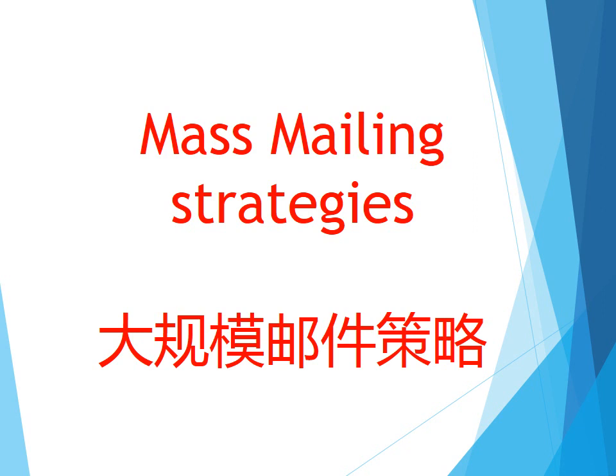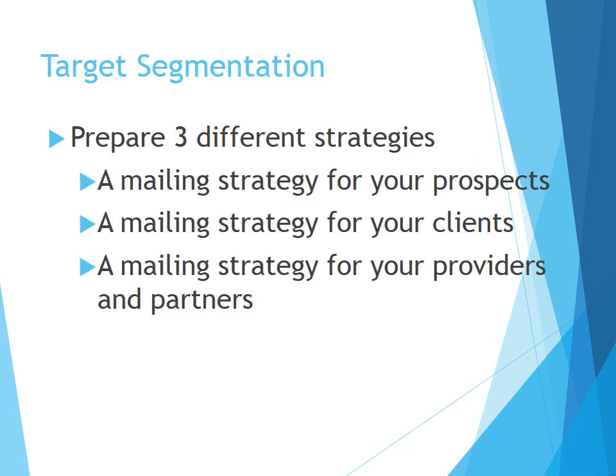So let's talk about mass mailing and the different strategies around it. The basic knowledge about what to do in mass mailing, the first thing a marketer learns in marketing school, is to do a segmentation. You have to split your strategy into three different categories. First, a mailing strategy for your prospects, who you want to become your clients. A mailing strategy for your clients, and a mailing strategy for your providers and partners. Don't mix them all together, it will be a big mess. The partners will not understand what you're talking about. So you have to really split them and do segmentation for each category.